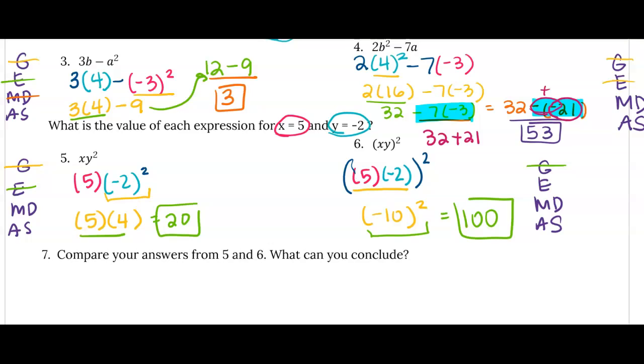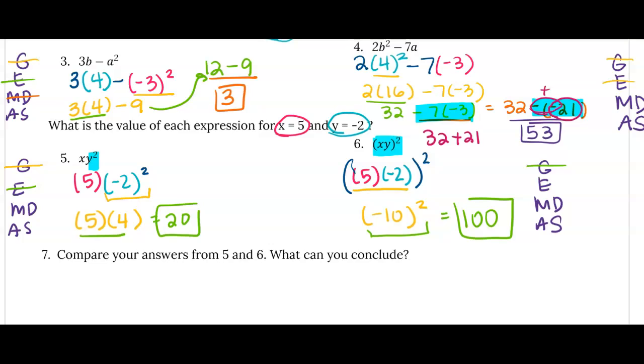We can see that our answer is not the same. And that's because in the first one, only the y is squared. But in the second one, the entire product is squared. So the x and the y are squared, whereas in number 5, only the y is squared. So you need to make sure that you're watching your parentheses when you do this.